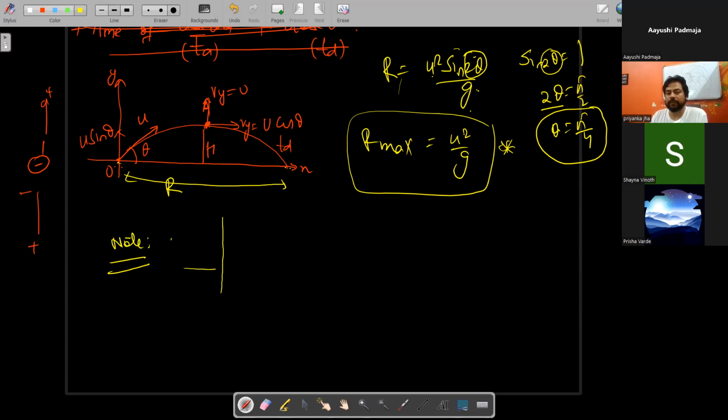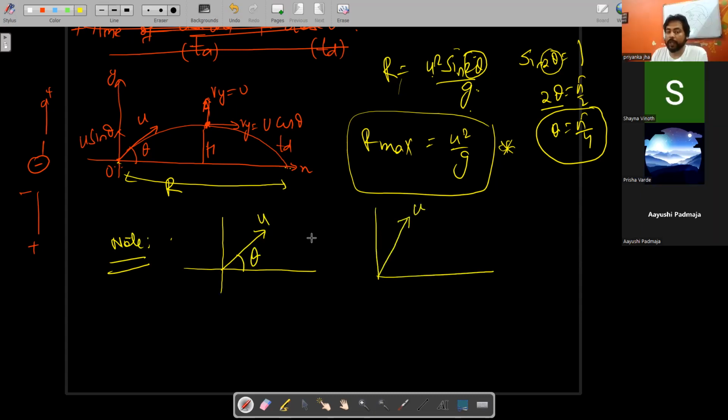There are two situations. You throw the ball at some angle theta with the horizontal. In the other case, if I throw the ball with the same speed at 90 minus theta, these two are complementary angles. So if you throw the ball at complementary angles, range will be the same. This is a very important point.